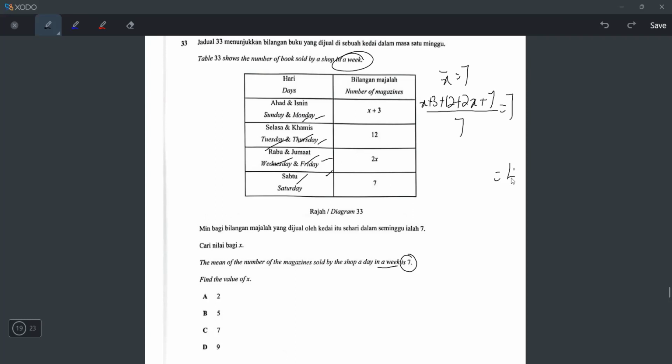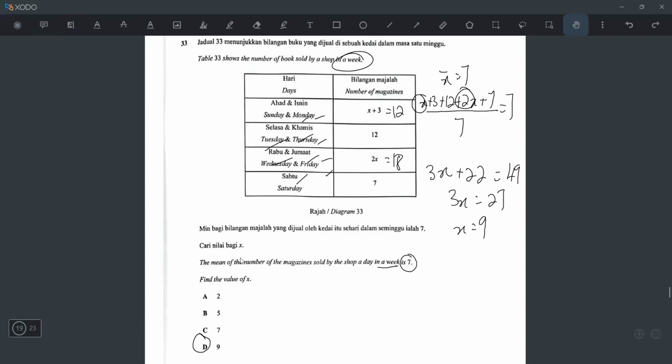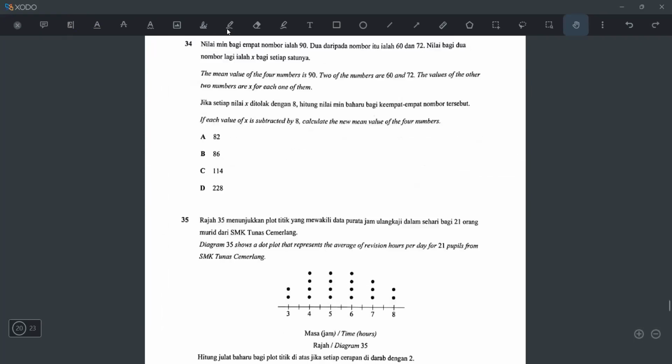Okay, 7 times 7 is 49 here. And then this will be x plus 2x. I think it's 3x. And then the 3 plus 12 plus 7, you use your calculator, you will get 22. And then 3x equals 27, x equals 9. So we all know this is 9. So 9 plus 3 is 12. 9 times 2 is 18, like this. So what they actually want, find the value. Yeah, that's all.